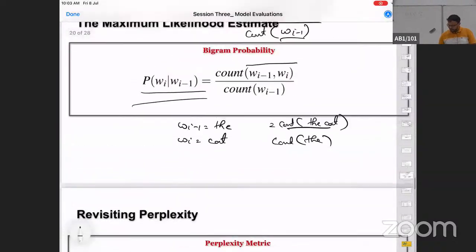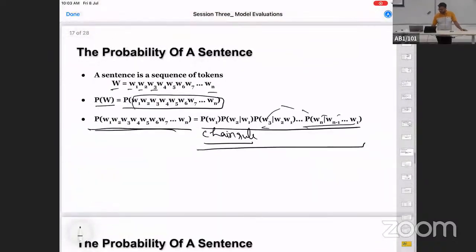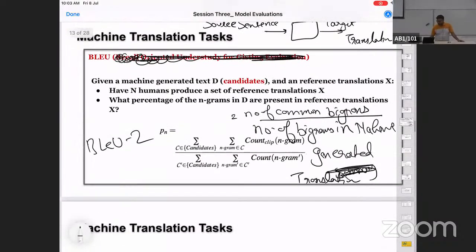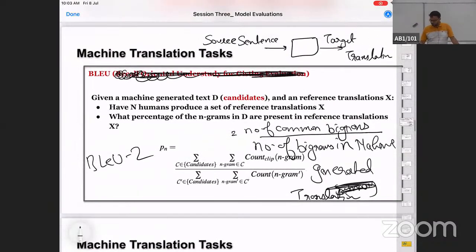Okay, so just one thing before I move ahead. Let's talk about this BLEU metric. How can we cheat this BLEU metric?